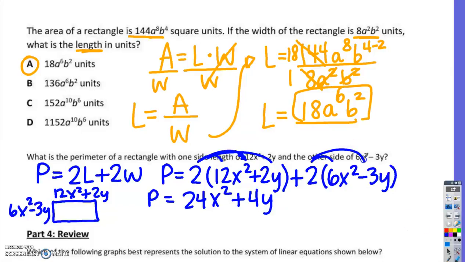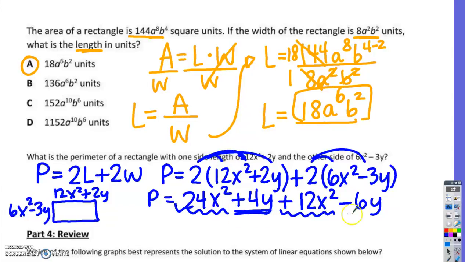Now over here, plus 2 times 6x squared is going to give me 12x squared. And then 2 times negative 3y will give us negative 6y. Now I just need to go through and combine like terms. I have some x squareds right here, some x squareds right here, and then I have some plain old Jane y's right here, and some more y's over here. So whenever I go to combine those things, I'm going to have perimeter is equal to 24 and 12 will be 36x squared. And then positive 4y and negative 6y gives me negative 2y.